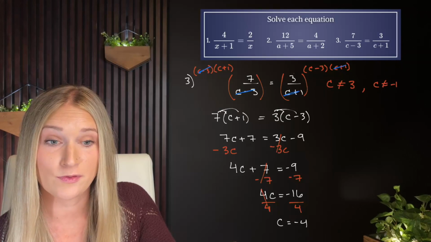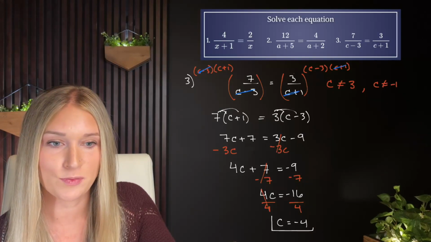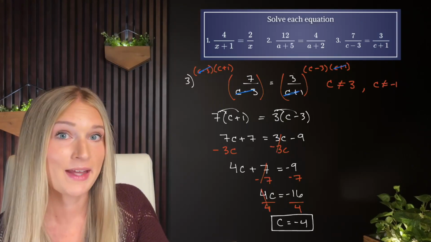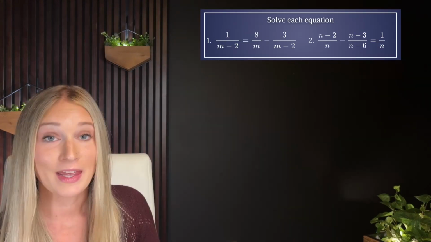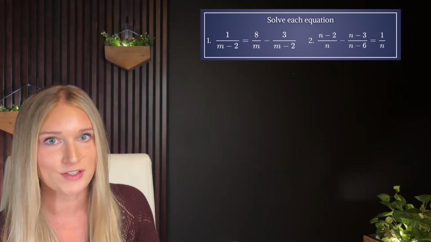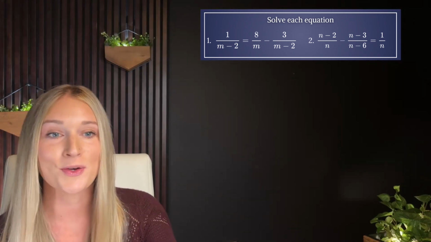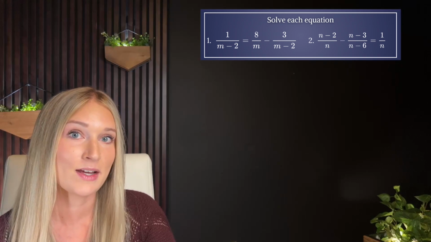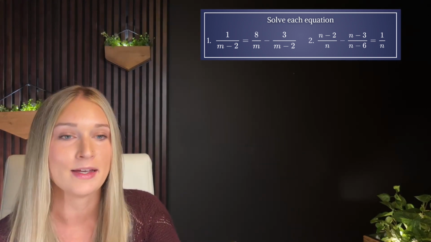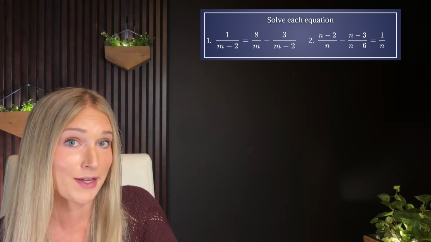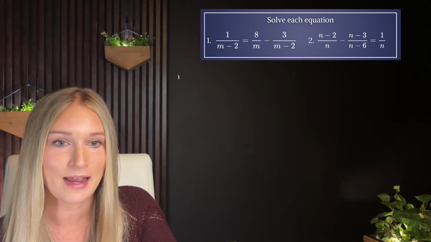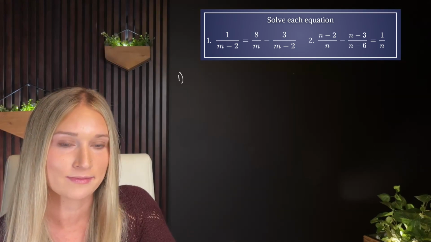I found c is -4, which doesn't violate any of my domain restrictions, so this is my solution. Let's go ahead and do just a couple more. In these examples, notice that I now have 3 rational expressions forming my equation. So when I go multiply, I need to now multiply all 3 of these by my LCD. If you want to try it on your own before I get to them, go ahead and pause the video, but I'm going to go ahead and start working through number 1.